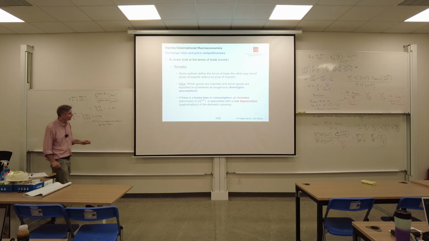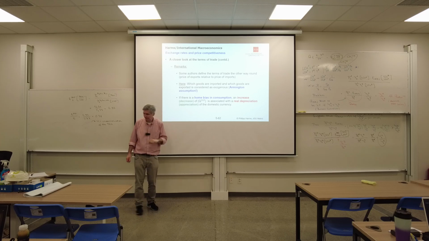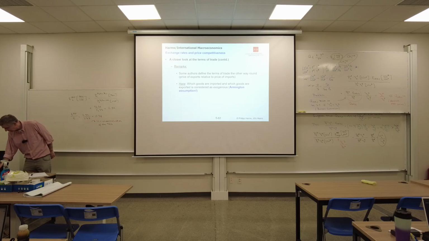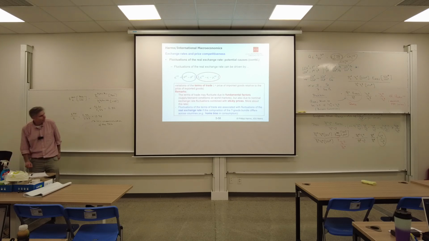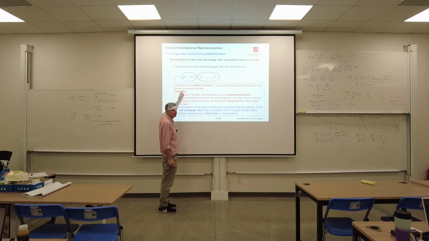Now, importantly, if there is a home bias in consumption, an increase of the terms of trade is associated with a real depreciation, and a decrease of the terms of trade is associated with a real appreciation. Now let me show that again. Right, here we have that equation. Now, if the terms of trade increase, and this is positive, then the real exchange rate goes up as well. So the terms of trade going up is associated with a real depreciation. The terms of trade going down is associated with the real appreciation.